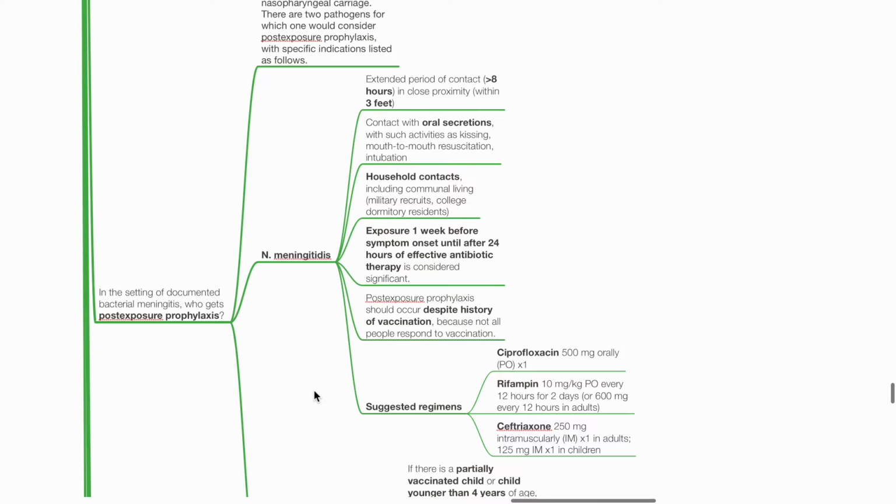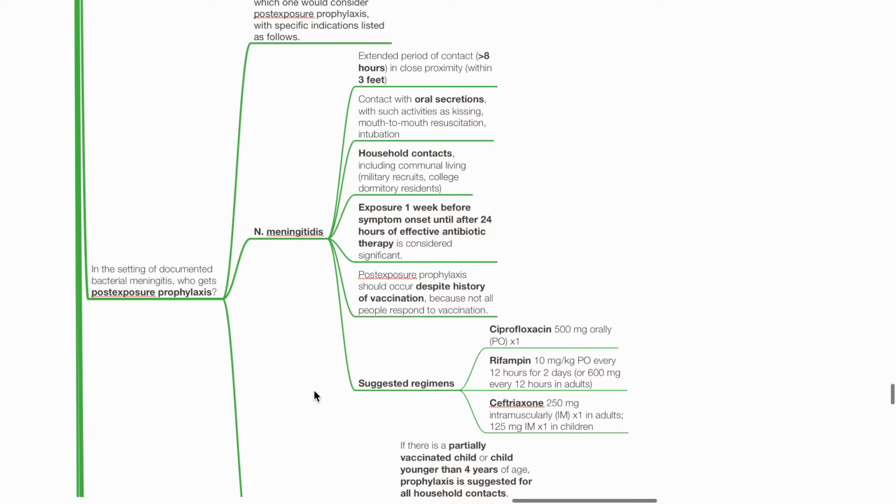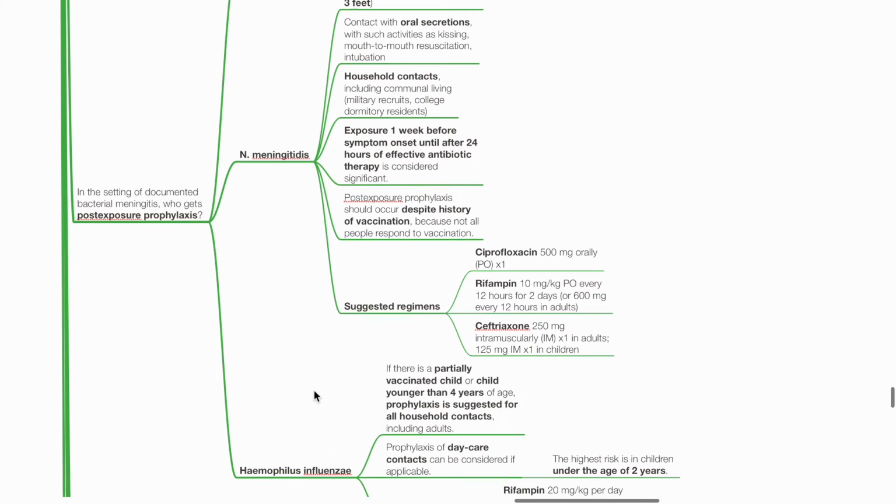Suggested regimens: ciprofloxacin 500 mg orally times 1, or rifampin 10 mg per kg orally every 12 hours for 2 days, or ceftriaxone 250 mg IM times 1 in adults, or 125 mg IM times 1 in children.